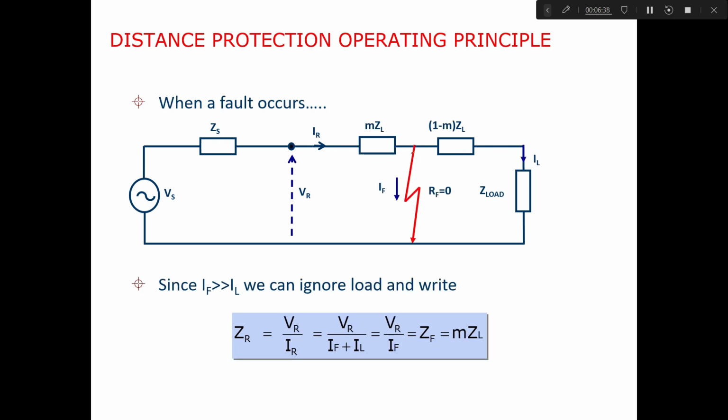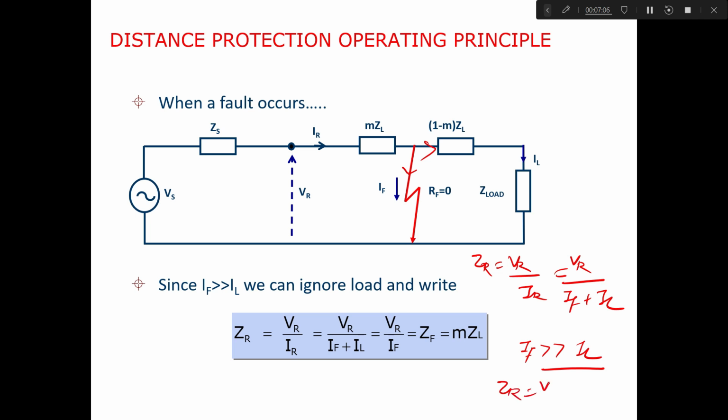Now suppose there is a fault at this point. So when there is a fault at this point, what will be the total impedance measured by the relay? ZR is equal to again VR divided by IR, and that will be VR divided by, what is IR? IR is basically a sum of IF plus IL. So VR divided by IF plus IL, and generally the fault current is very high as compared to load current. So we can write ZR is equal to VR divided by IF, and this will be M times ZL.